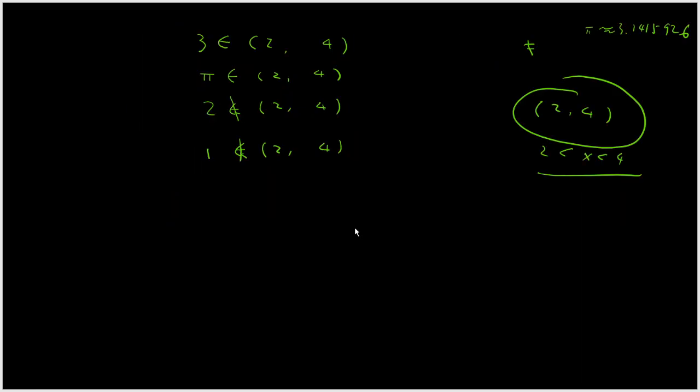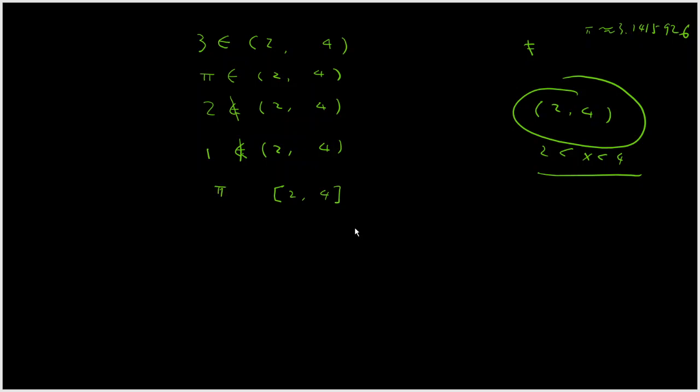Now let's still talk about the closed interval from 2 to 4. If I replace the round brackets with square brackets, now we are talking about a closed interval. A closed interval. Okay, so this time, is pi in the interval?